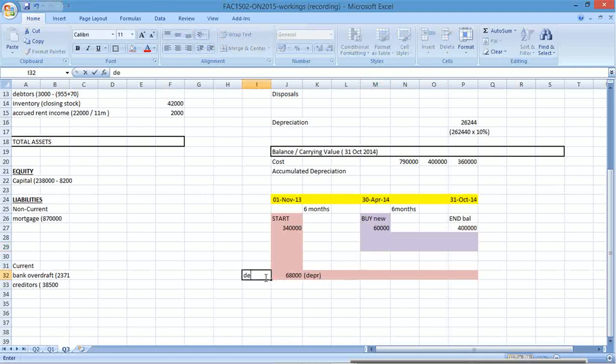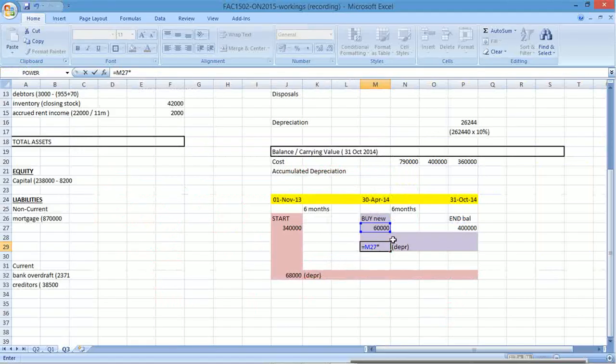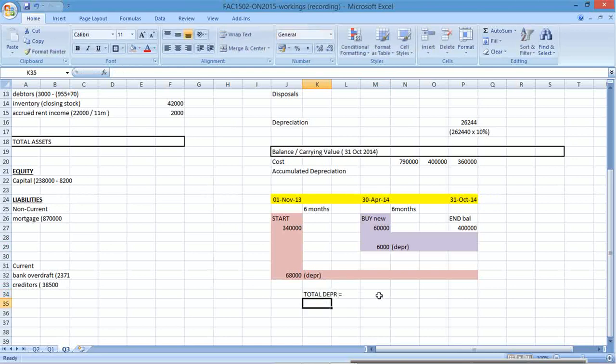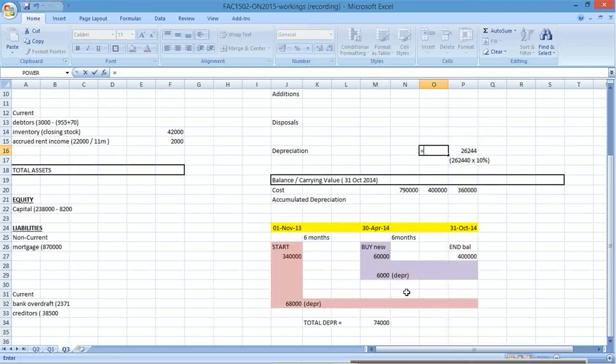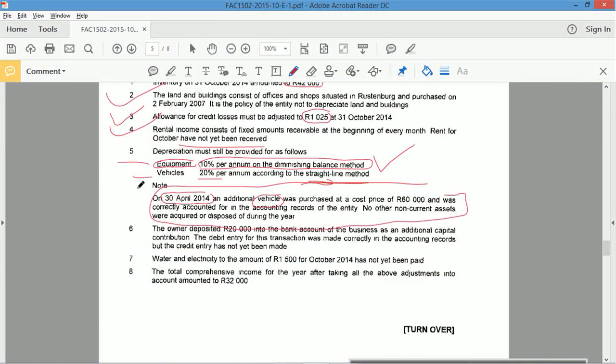Okay, the depreciation for this one is the 60,000 times 20%, so 0.2 times 6 over 12. Okay, did I times that by 20%? Yeah, I did. Okay, so those two amounts will give you the total depreciation. Total depreciation would be that plus that, which is 74, which will go here. Okay, so 74,000 depreciation for your vehicles. You got that right? Yes. Nice. See, easy, hey? Okay, that's it.